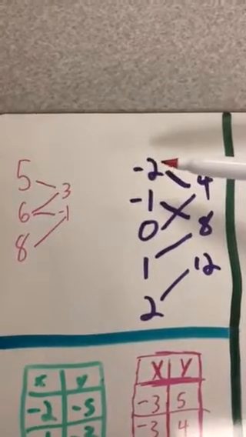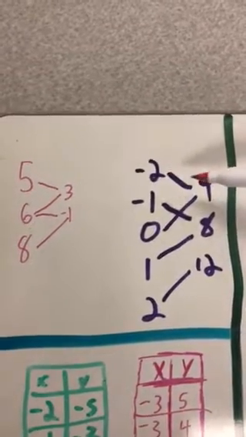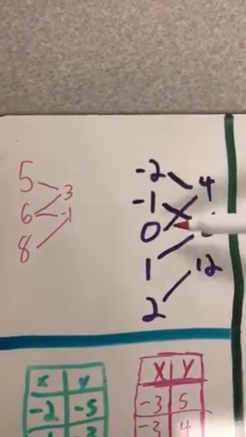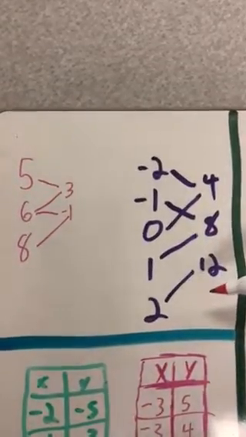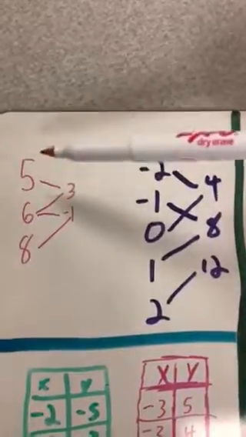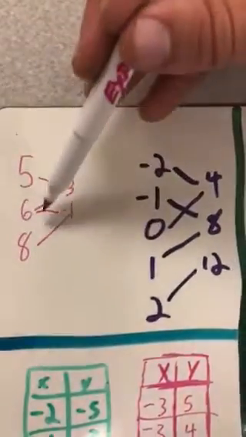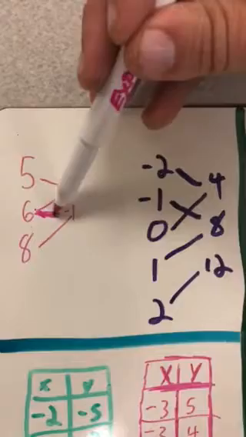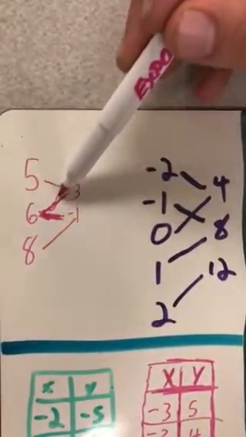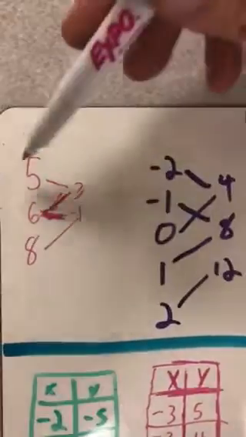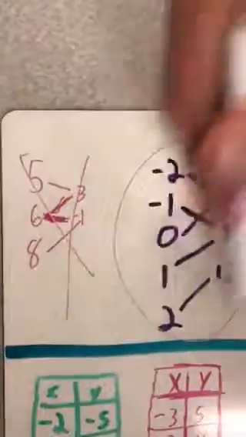But for the purple one, for -2, there's one output. For -1, one output. 0, one output. 1, one output. 2, one output. The issue with the other one is between 5, 6, and 8. Do you see how there's 2 tails on number 6? If I input 6, I could get -1 and 3. That makes it not a function. So this one is not a function. This one is a function.